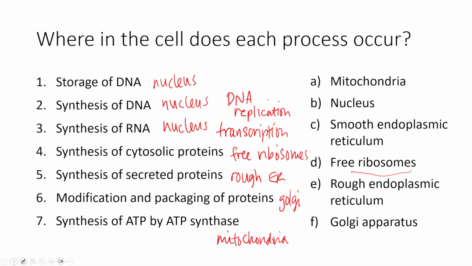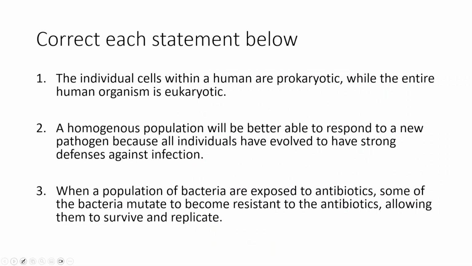All right, does anybody have any questions about the organelles, cellular processes, anything like that? Okay, now I'm going to ask you to correct each one of these statements. The first statement says, the individual cells within a human are prokaryotic, while the entire human organism is eukaryotic. Can someone tell me what's wrong with that and how they might fix it?